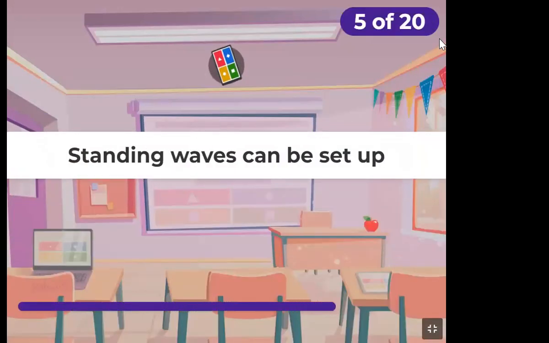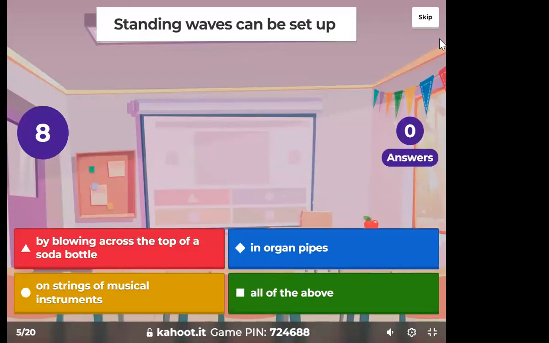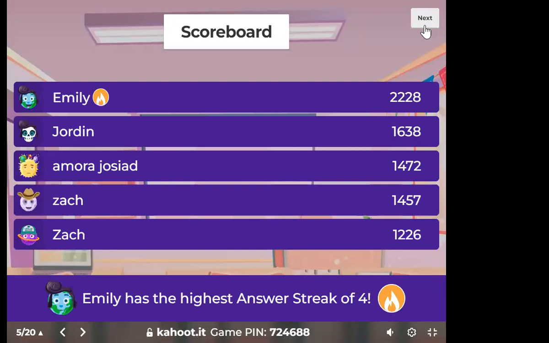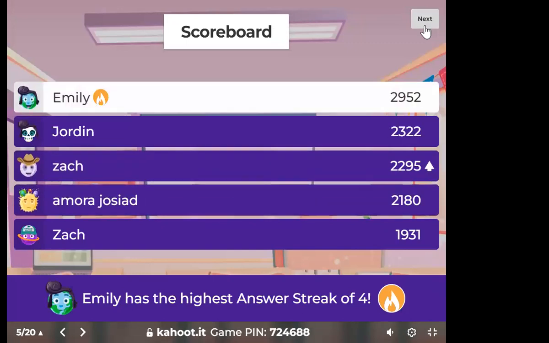Standing waves can be set up in all of those. Now the red and the blue are longitudinal sound waves. The yellow one, if you pluck a string instrument, is more like a transverse type wave. Those could all be types of standing waves, different categories of standing waves.